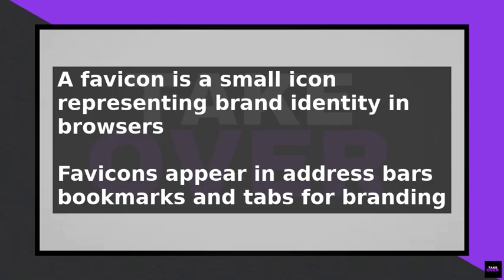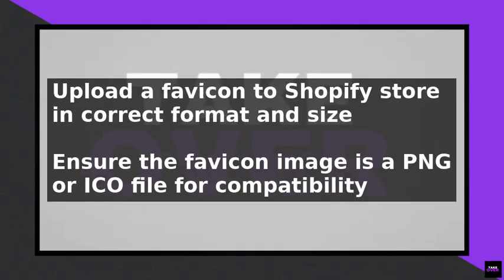First, ensure that you have uploaded a favicon to your Shopify store. Go to your Shopify admin panel, navigate to Online Store, and then click on Preferences. In the favicon section, click on the Upload Favicon button and select your favicon image. Make sure the image is in the correct format, such as a PNG or ICO file, and is the recommended size. Usually 16 by 16 pixels or 32 by 32 pixels.